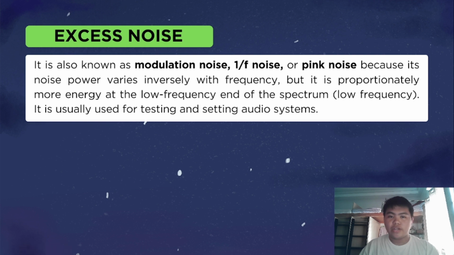It is also known as modulation noise, or 1 over F noise, or just simply pink noise, because noise power varies inversely with frequency, as I mentioned before, 1 over F, but there is proportionally more energy at the low frequency end of the spectrum. It is usually used for testing and setting audio systems in our amplifiers or even speakers.